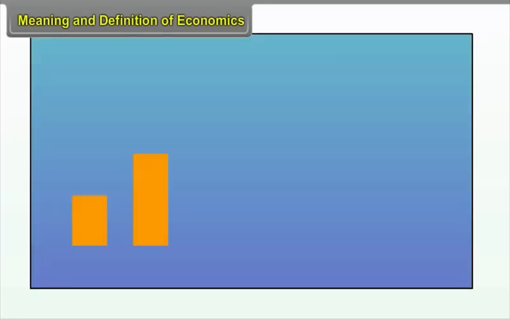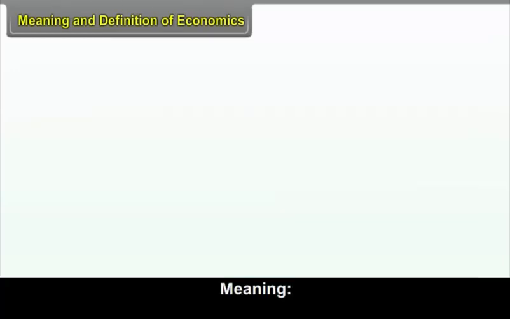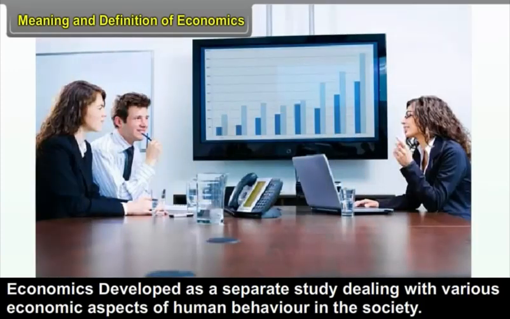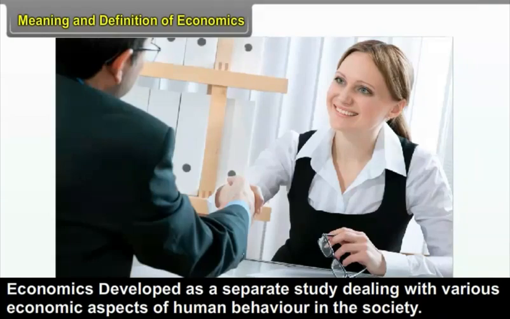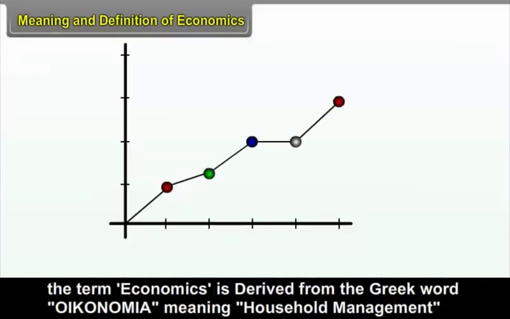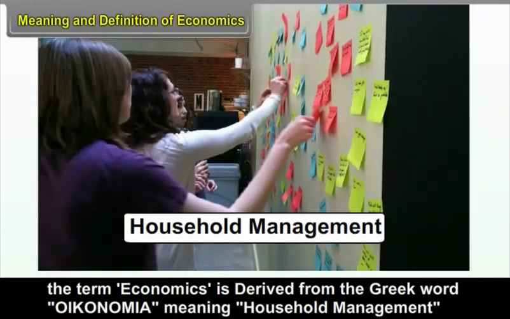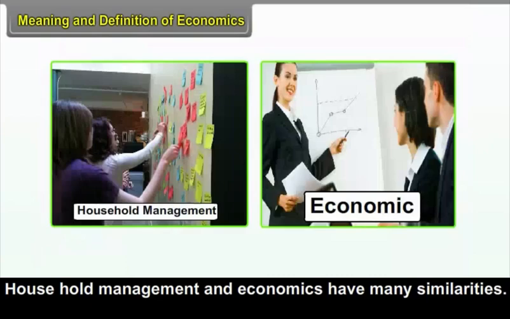1.2 Meaning and Definition of Economics. Meaning. Economics developed as a separate study dealing with various economic aspects of human behavior in the society. The term economics is derived from the Greek word oikonomia, meaning household management. Household management and economics have many similarities.